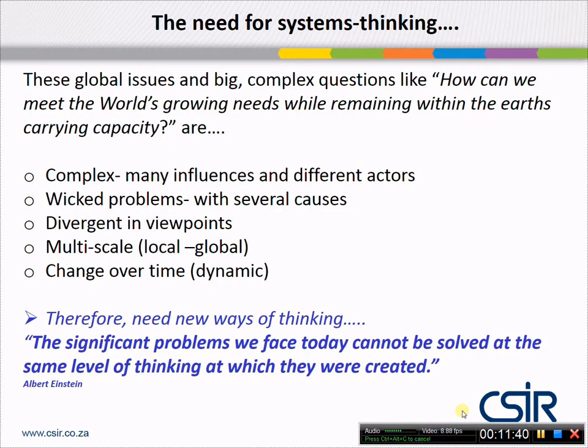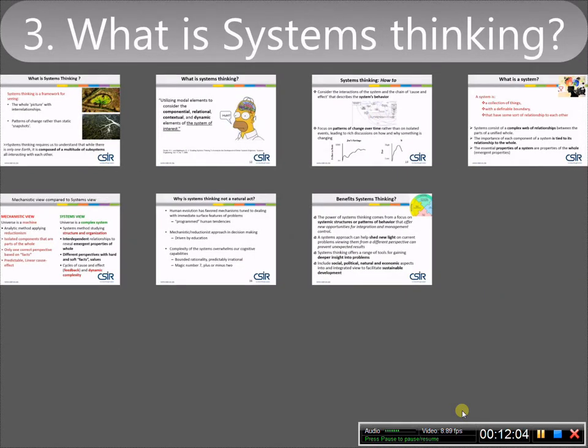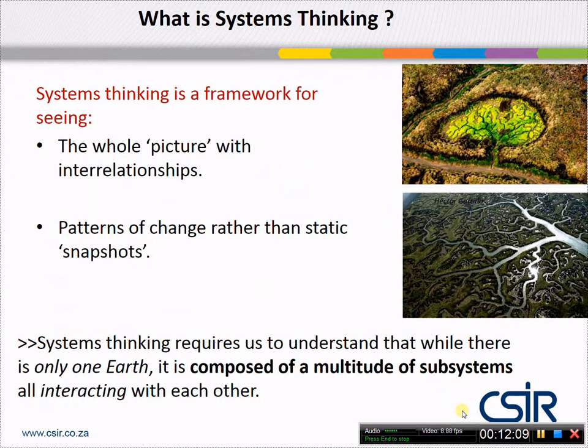Therefore, we somehow need new ways of thinking. In the words of Albert Einstein, the significant problems we face today cannot be solved at the same level of thinking at which they were created. So what exactly is systems thinking? Systems thinking is a framework for seeing the whole picture with interrelationships. It's also a framework for seeing the patterns of change rather than static snapshots.